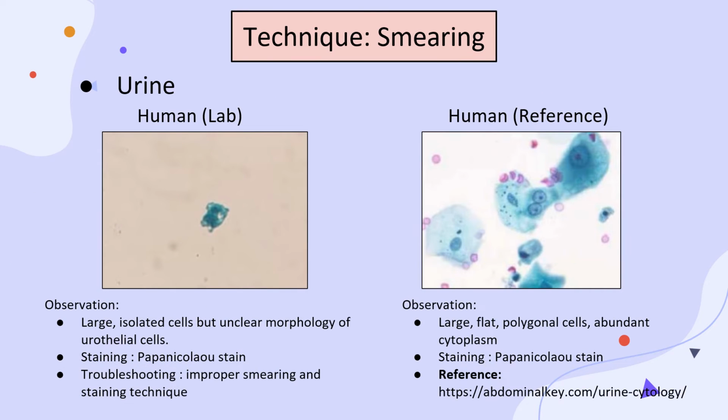For urine, we use voided urine as the specimen. Then smearing technique and Papanicolaou staining were done to observe the urothelial cells under the microscope. Large isolated cells but unclear morphology of urothelial cells were seen. This may be due to improper smearing and staining technique. For reference, large flat polygonal cells and abundant cytoplasm can be seen for the Pap stain specimen.